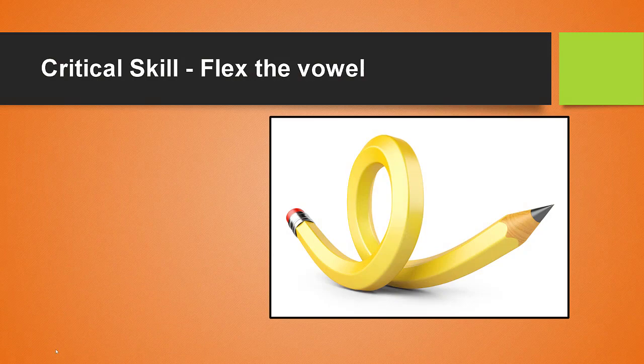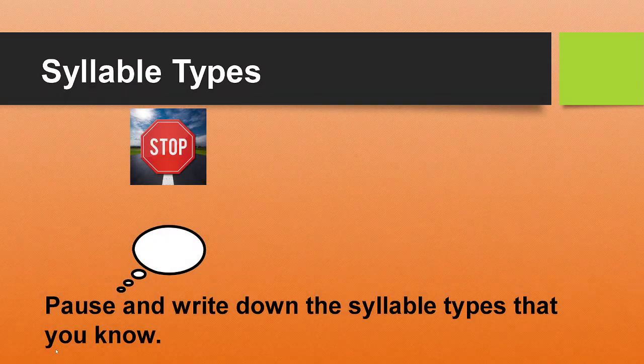Another important skill that students need to know is to flex the vowel. So what this means is when a student is reading a word, they're going to do the following. They're going to see, does the word have a short vowel sound? Does it have a long vowel sound? Or does it have a schwa sound? So if I'm reading a word that I don't know, I might say I'm going to try that syllable with the short vowel sound, the long vowel sound, and the schwa to determine which is the correct vowel sound in that word.